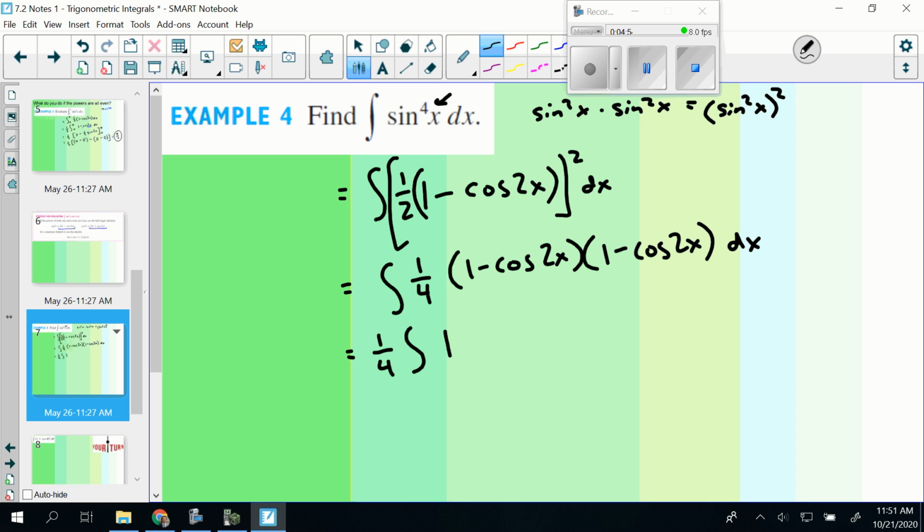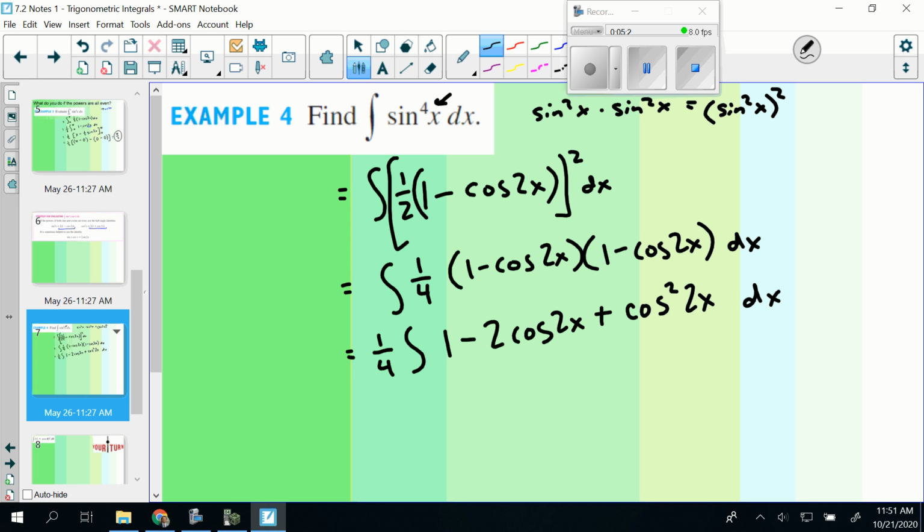1 times 1 is 1. We're going to have a 1 times negative cosine 2x and another 1 times negative cosine 2x, so that's going to be minus 2 cosine 2x. And then if we multiply negative cosine 2x times another negative cosine 2x, it's going to be positive because it's two negatives. And that would end up being cosine squared of 2x.